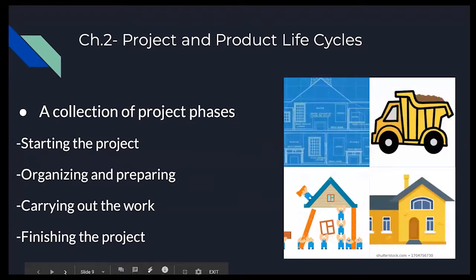And now I'm going to talk about project and product life cycles. These are the four main stages that go into project phases: starting the project, organizing it, carrying it out, and then finishing it. Next page.